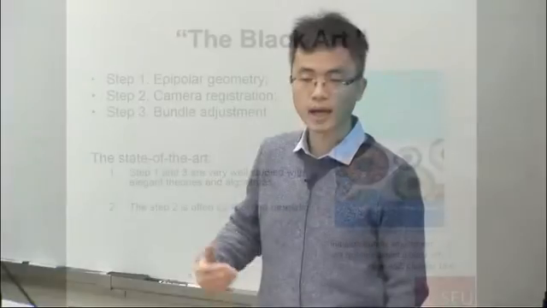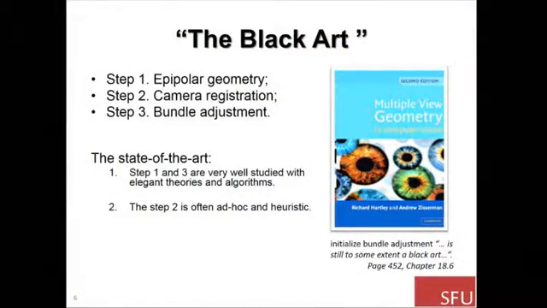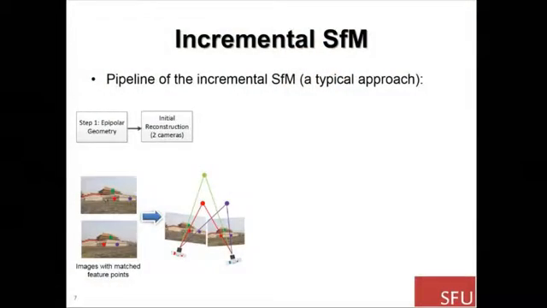So if we look at these 3 simple steps, the first and the third step are all very well studied with very elegant theories and algorithms. But actually, the second step is often ad hoc and heuristic. In fact, if you refer to this classic textbook of 3D vision, you can find that it describes the second step of camera registration as a black art. So if this is a black art, how do existing systems solve this issue?